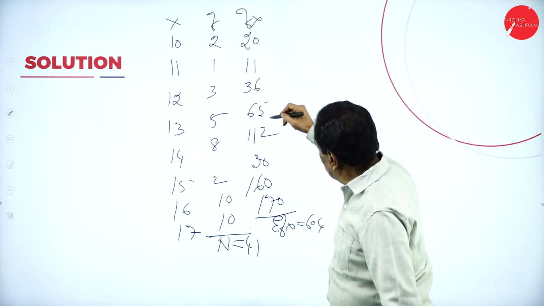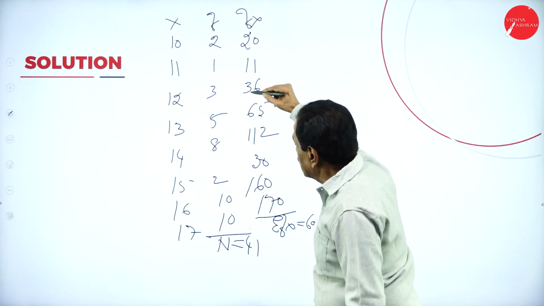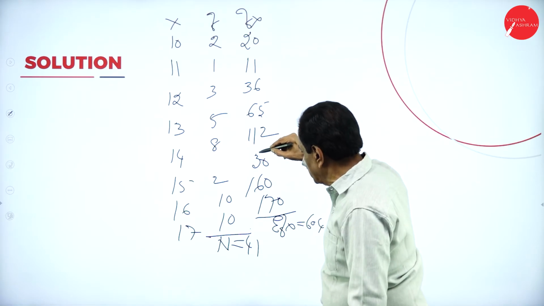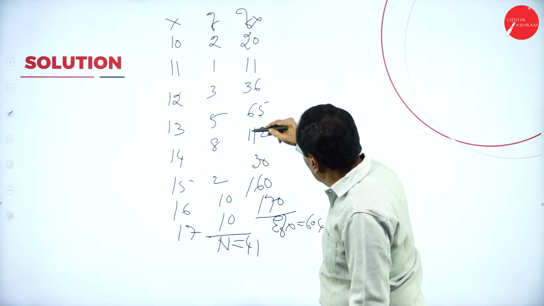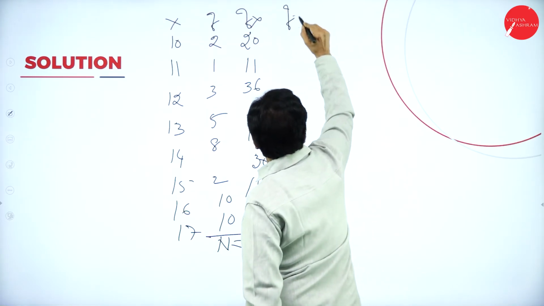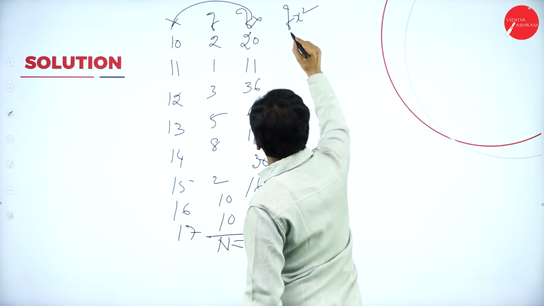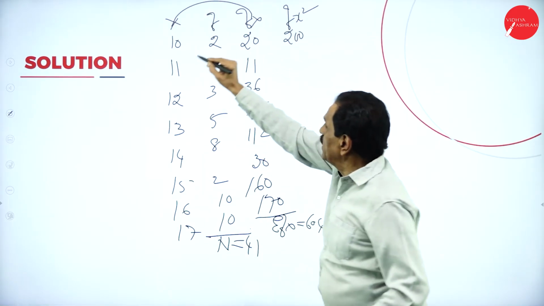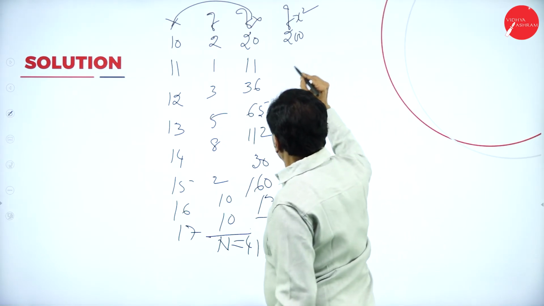1 plus 6, 7, 12, 14. 1 plus 2, 3, 4, 7, 13, 14, 17, 23, 30. 3 plus 1, 4, 5, 6. Now fx square: fx into x. 20 into 10 is 200. 11 into 11 is 121.